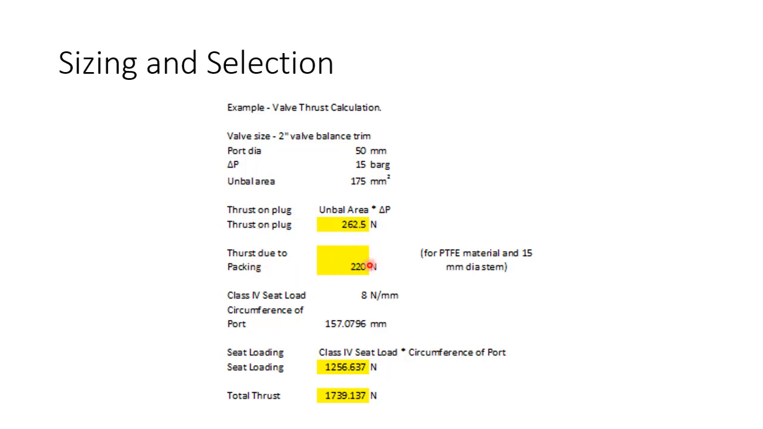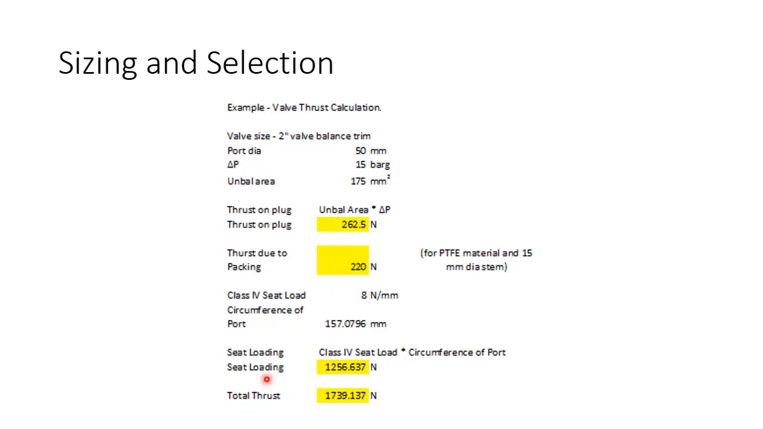Packing is 220 Newton, that is for PTFE material and 15 mm diameter. This comes from the vendor, so you can just ask the vendor and he will give you these details. For the class 4 seat, the seat load is 8 Newton per mm, and we can multiply this with the circumference of the port, and we will get this 1256 seat loading. This is much higher because this is the force which is actually required to seat the plug on the seat. So total thrust will be the summation of this plus this plus this.